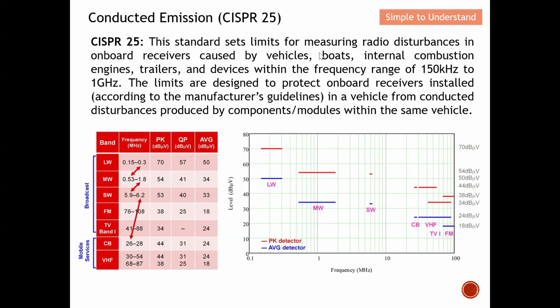This standard sets limits for measuring radio disturbance in onboard receivers caused by vehicles. Besides vehicles, it also covers boats, internal combustion engines, trailers and devices within the frequency range of 150 kilohertz to 1 gigahertz. In short, besides conducted emission, this also includes radiated emission. The limits are designed to protect onboard receivers installed according to the manufacturer's guideline in a vehicle from conducted disturbance produced by component modules within the same vehicle.